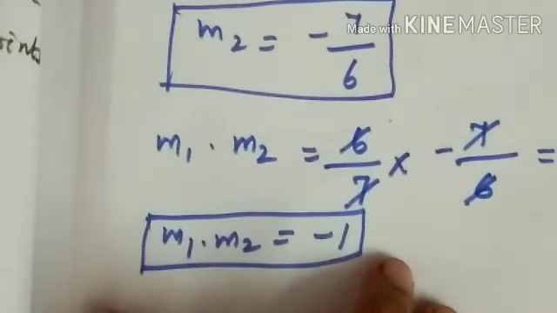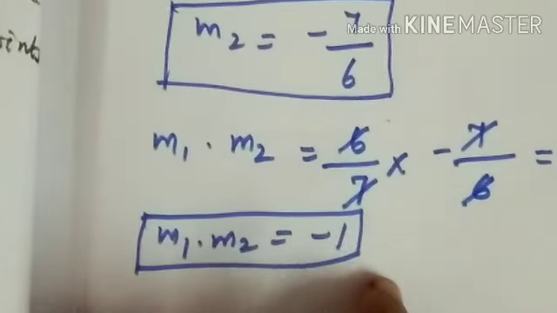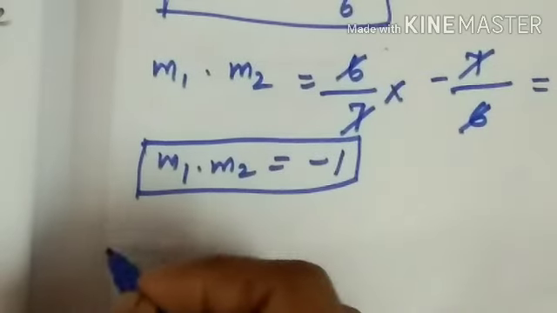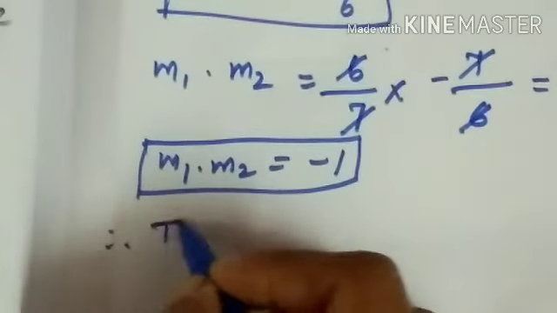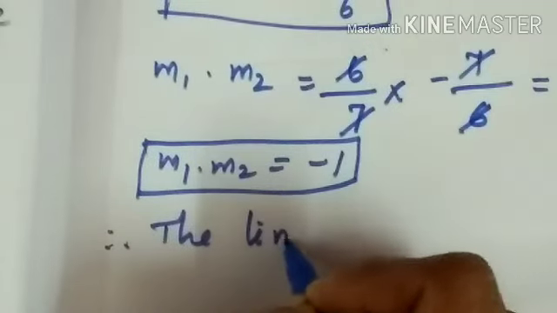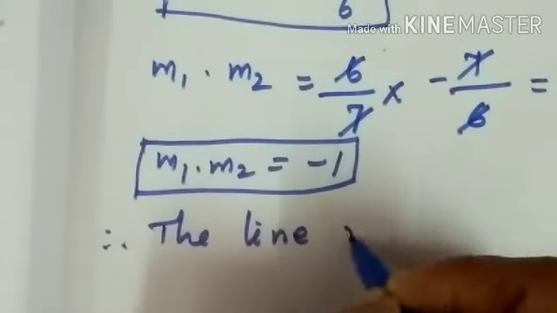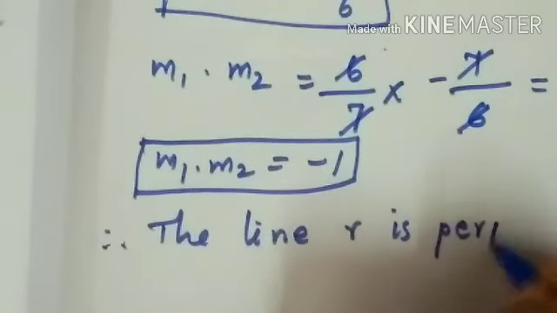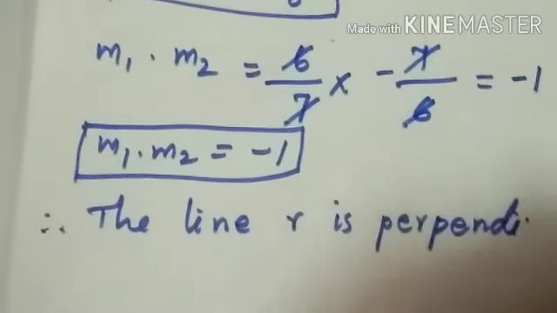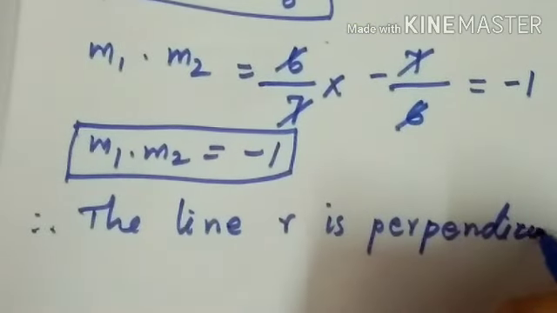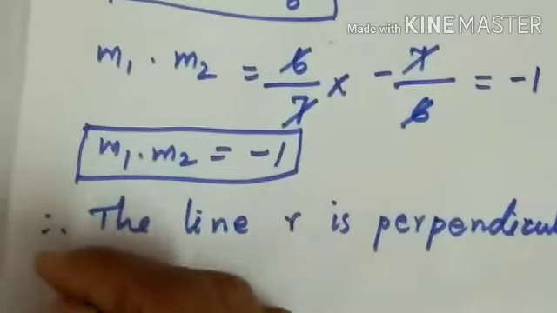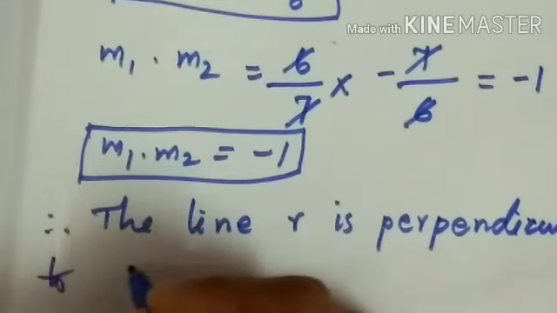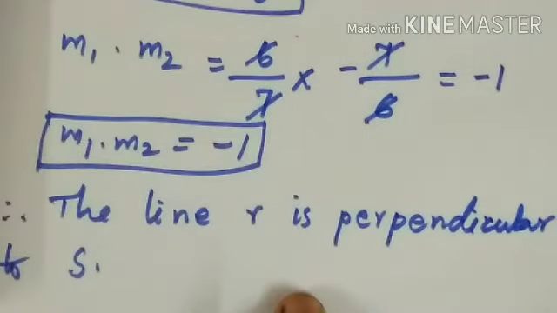This is satisfying the perpendicular condition. Therefore, the line R is perpendicular to S. This is the answer for this question.